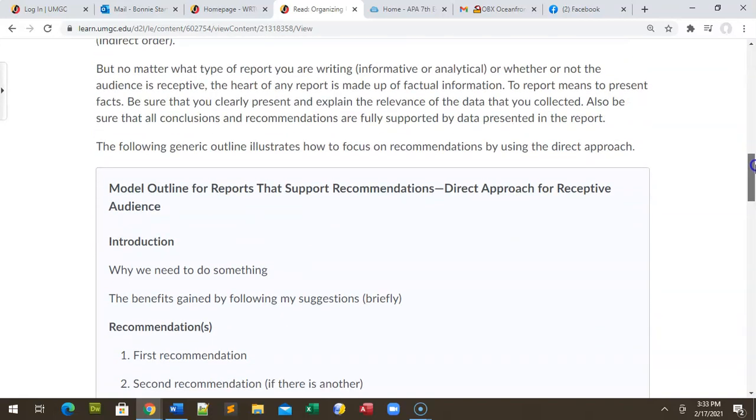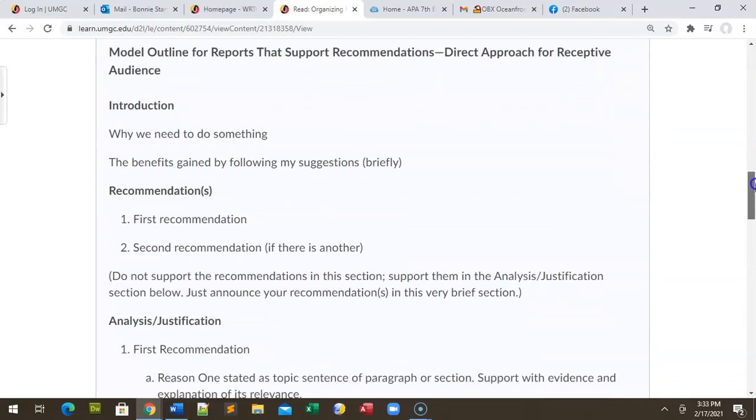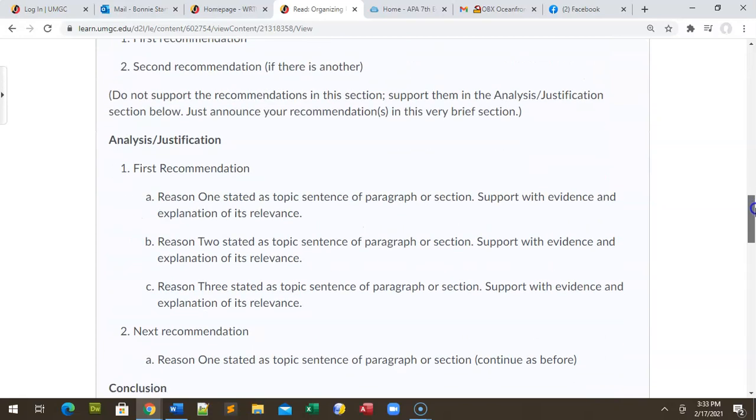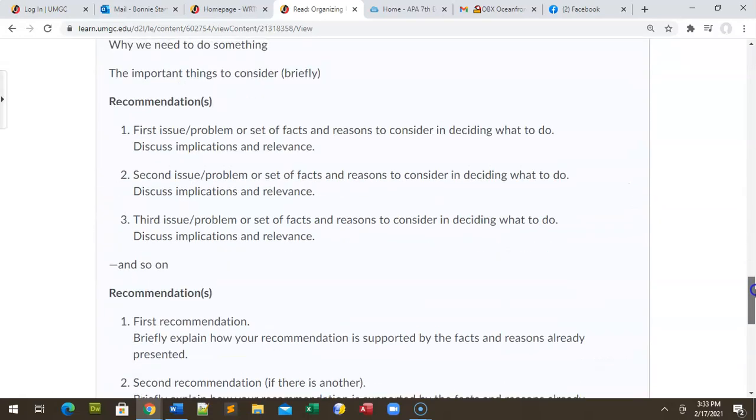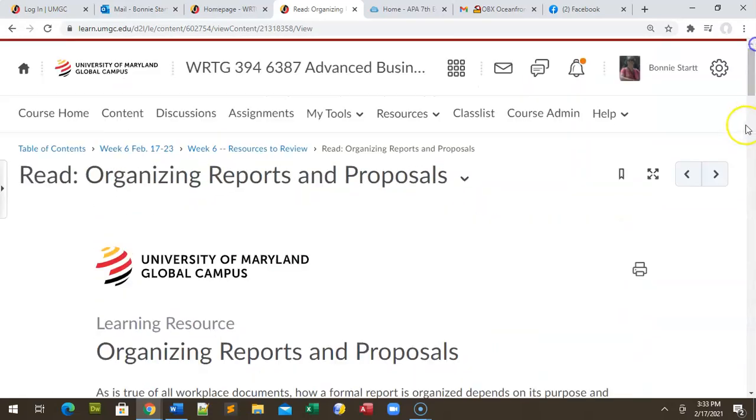But go ahead and have a look through here. And then there's some samples that show you how you would put it together. But take your time and have a look at these, and it will help you better organize your paper.